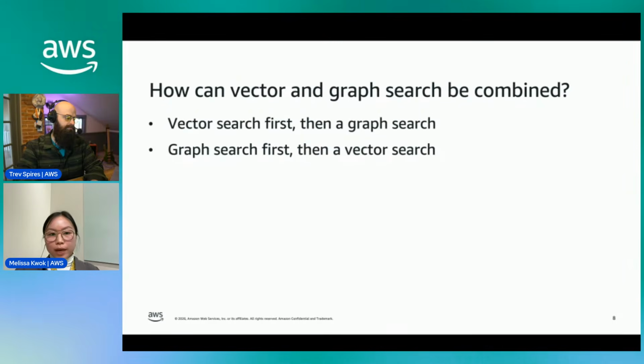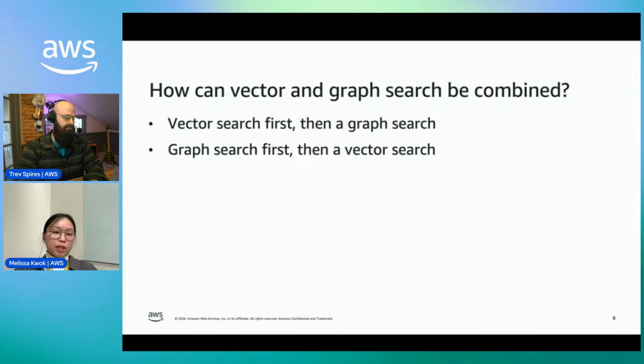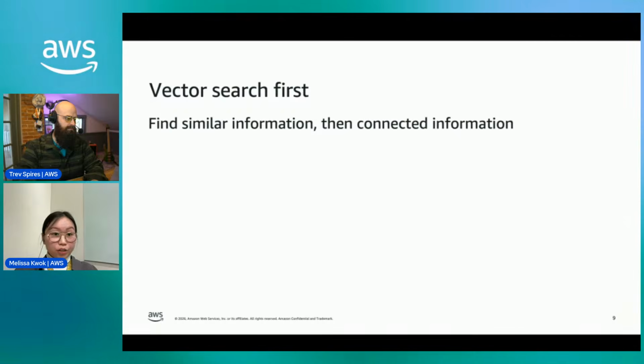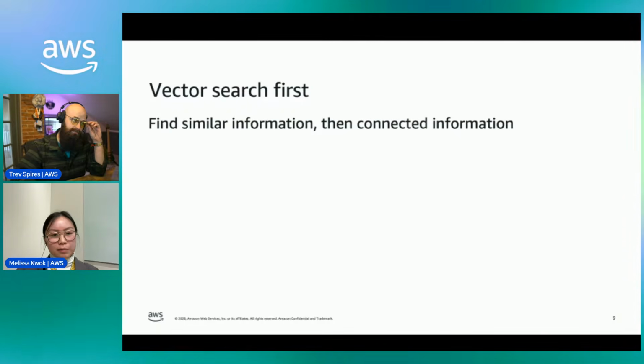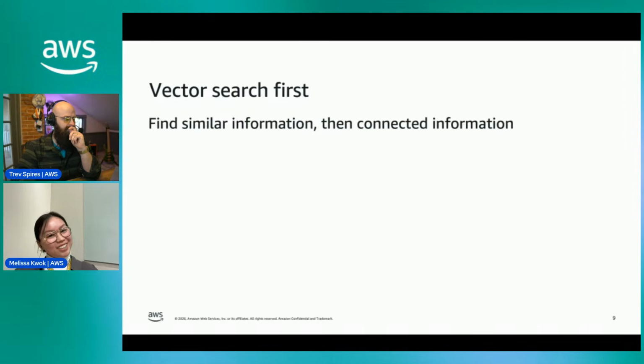Two ways we can see this being done: either doing a vector search first to find similar information, and then doing a graph search from the top K results you yielded to find other insights out of your graph. And then, of course, you can do the reverse. Talking through what each of these strategies does: vector search first. We use a vector search to find some similar information, and then from that surfaced information, we can do a graph traversal to find other connected related information.